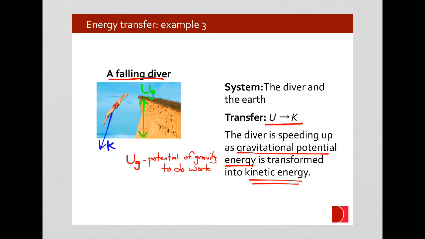When he jumps, gravity is actually doing work on him to fall downwards. And so in that case, gravity can be thought of as an external force doing work to increase the kinetic energy of the man who's the object. But we treat gravitational potential energy as part of the object's energy here.